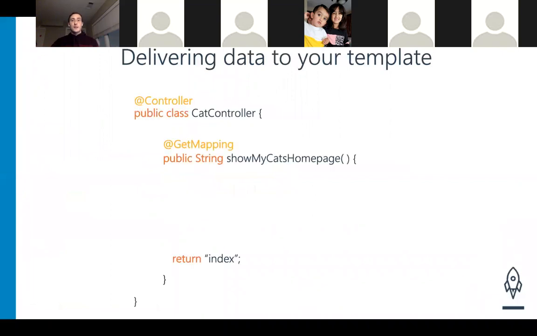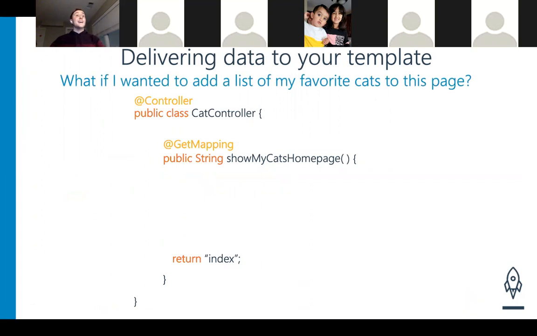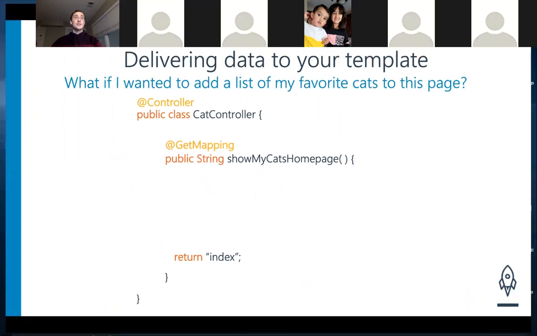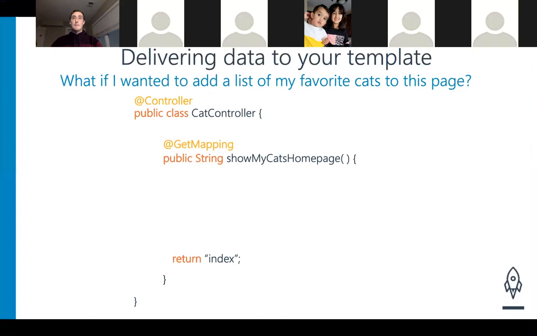So if we have our cat controller once more, and we have a cat controller that shows HTML, that's awesome, but we typically have a lot of data flowing through our applications. So in one example, what if we wanted to add a list of favorite cats to this page? Who can tell me what the first thing we need to do here at the very top is if we want to create a list? What do we put? Use an OL tag.